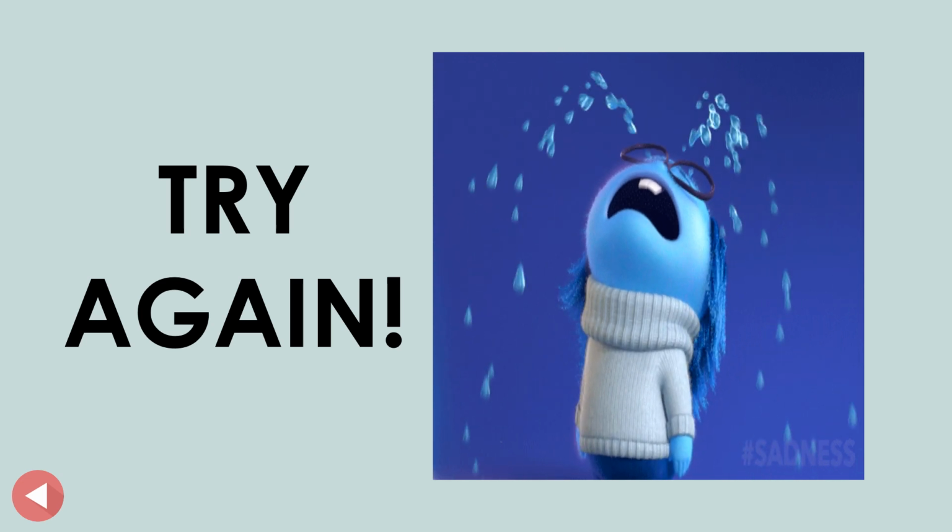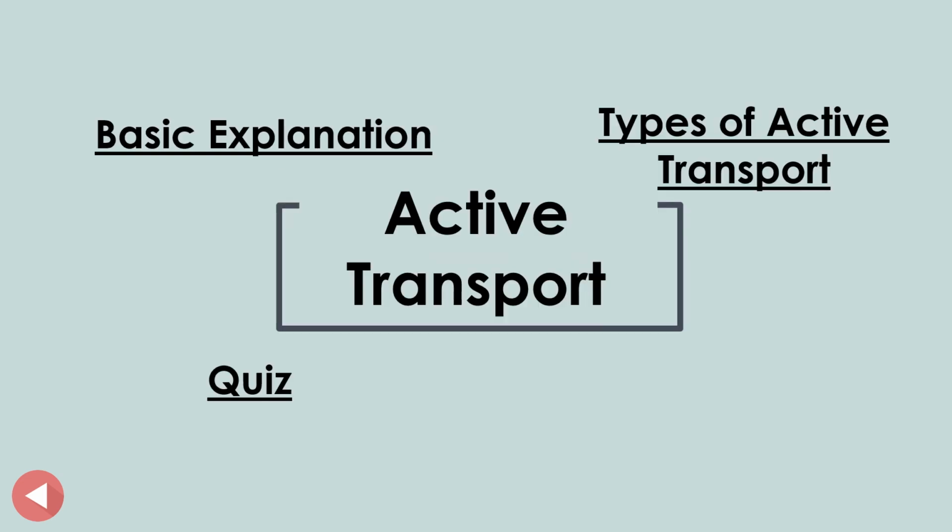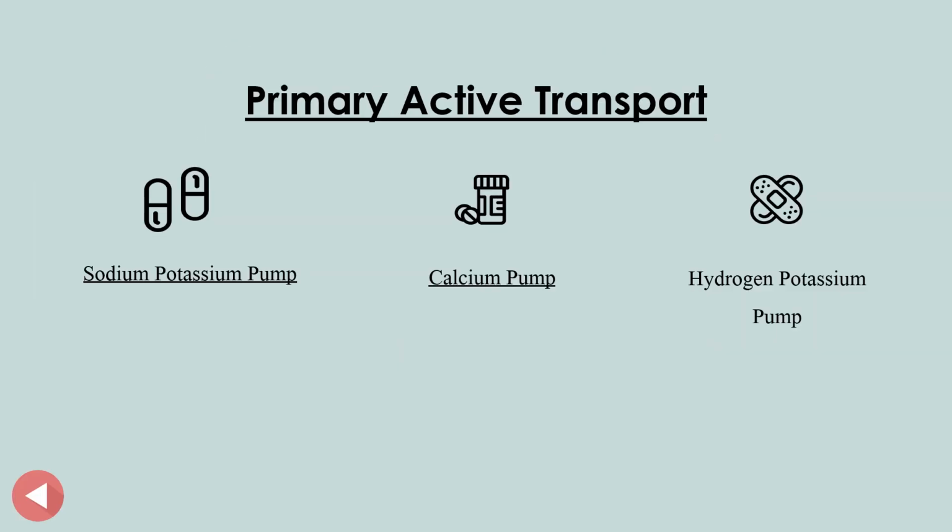Active transport. You can click basic explanation, types of active transport, quiz for more information. There are three types of primary active transport: sodium-potassium pump, calcium pump, hydrogen-potassium pump. We will focus on sodium-potassium pump, calcium pump. Click each point to get more information.